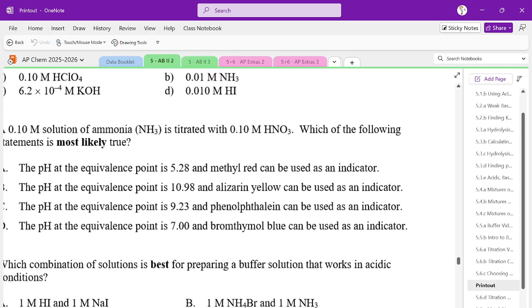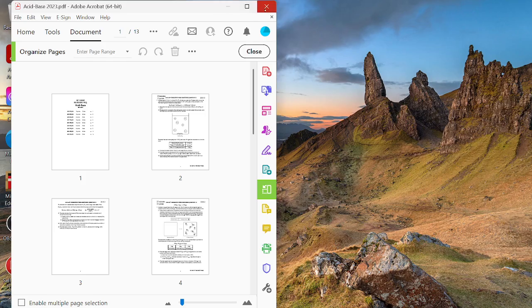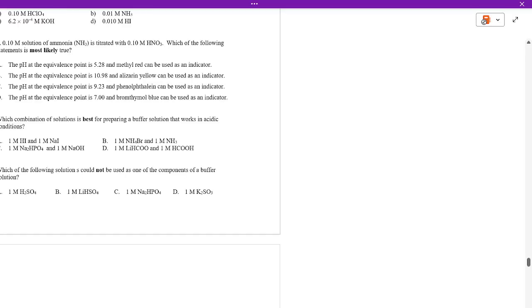A 0.1 molar solution of ammonia is titrated with HNO3, which is a strong acid. They're both the same concentration. Which of these statements is most likely true? You have A. What the heck happened there? It just disappeared on me. That's great.